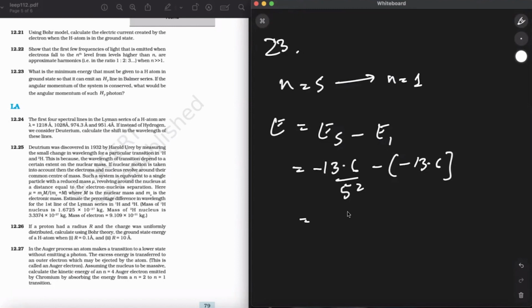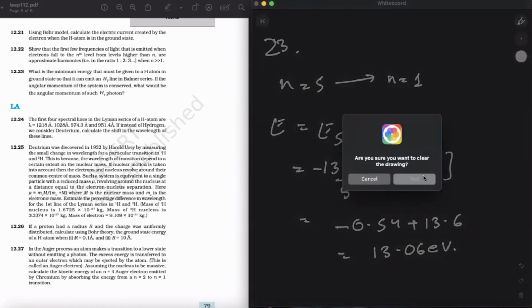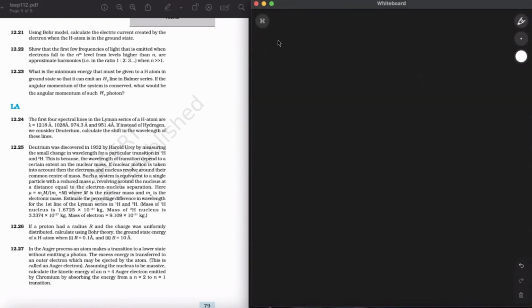It will be 0.54. So minus 0.54 plus 13.6 will be 13.06 electron volts. Since angular momentum is conserved, the angular momentum of the H double gamma line, now we can write it as, angular momentum is conserved, right?